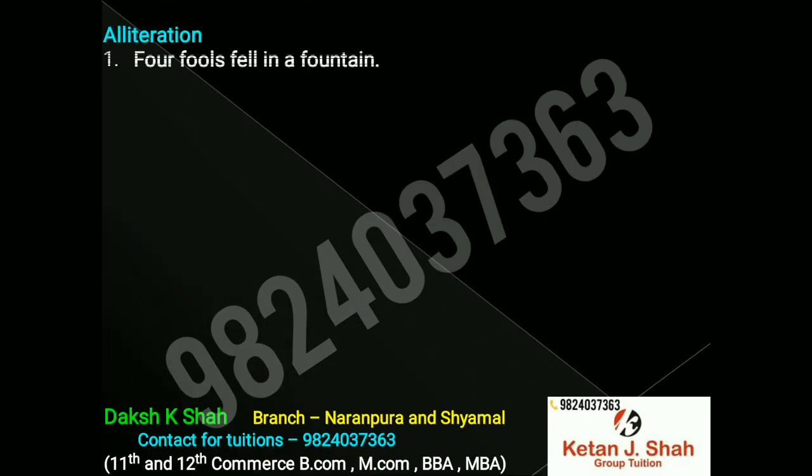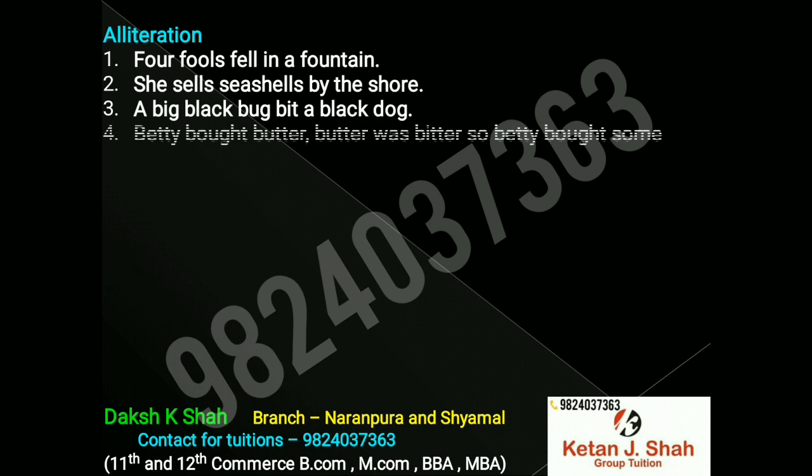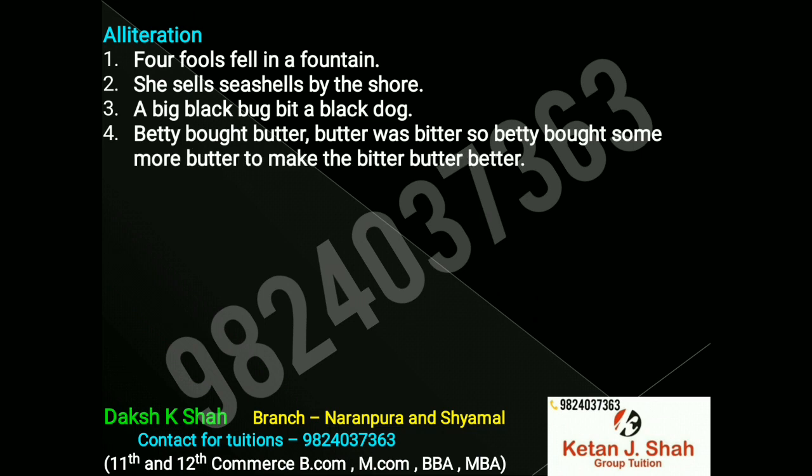Now alliteration and repetition. Four fools fell in a fountain. F is repeated here. She sells seashells by the shore. S is repeated here. A big black bug bit a black dog. B is repeated here. Betty bought butter, butter was bitter, so Betty bought some more butter to make the bitter butter better. B is used here, repeated here.